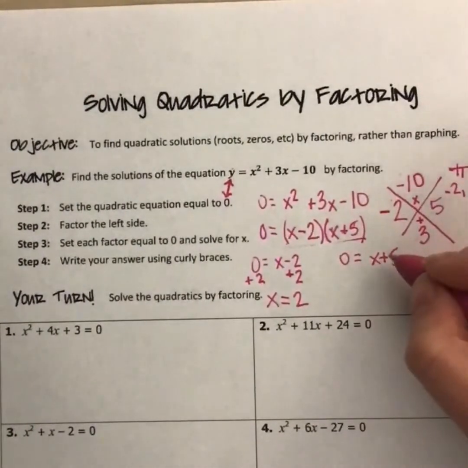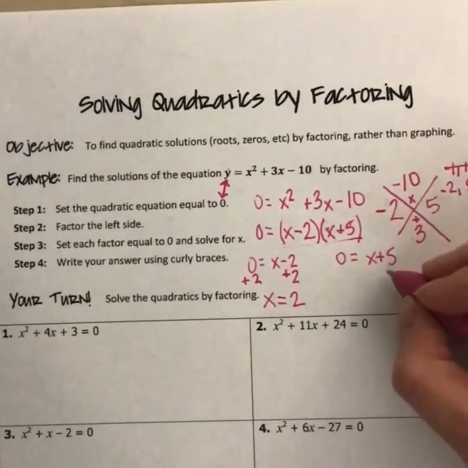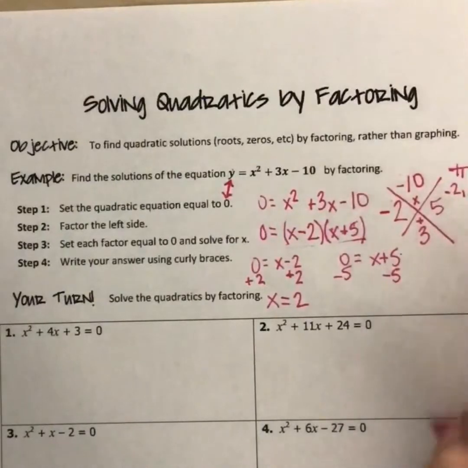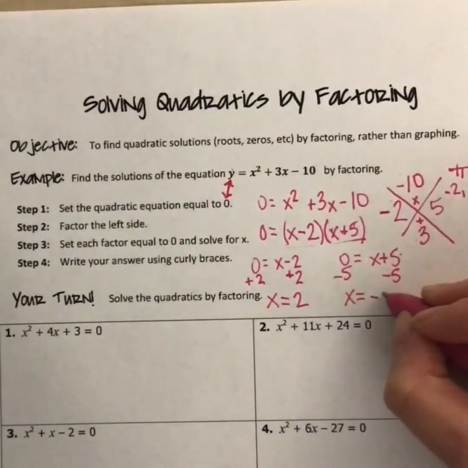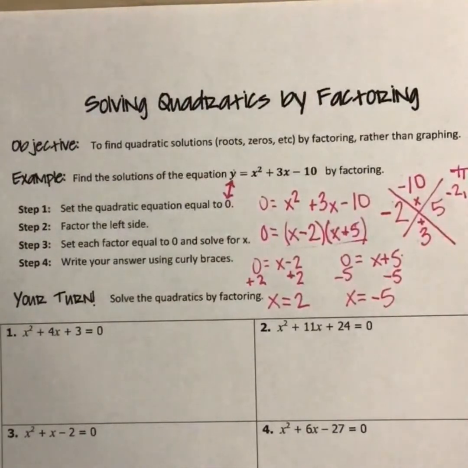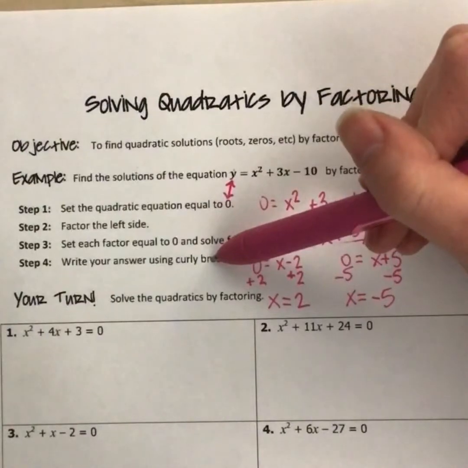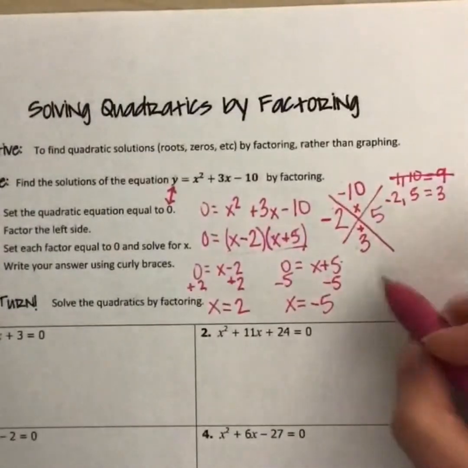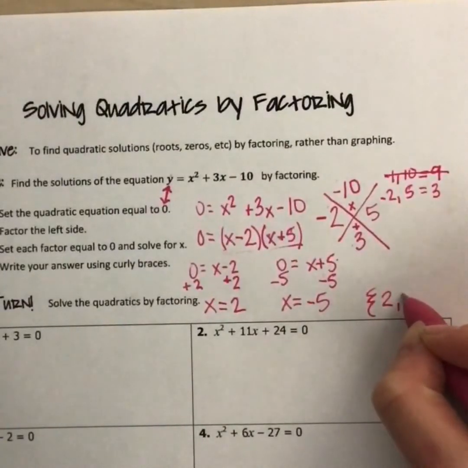Same thing, but for our other factor, I have x plus 5, and I want just x by itself. So I'm going to minus 5 by doing the opposite to get it to the other side. So now I'll have x equals negative 5. So we can now write our answers in curly brackets, or you can leave it like this. Another way to write this is to have 2, negative 5.